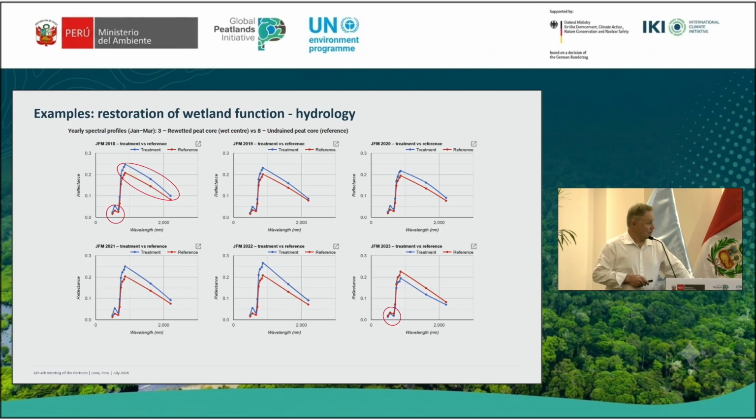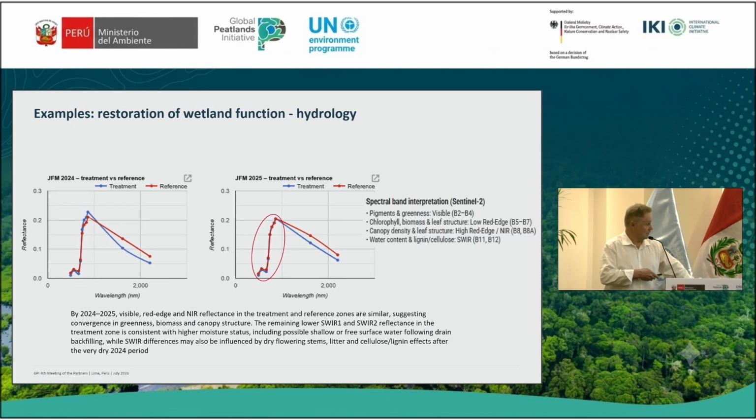Another example here looks at the full spectral profile, where you've got your visual bands through here, your biomass up here, and your water and your lignin and cellulose out through there. In 2018, you can see the site was quite different here, and quite different up here. If we fast forward to 2025, you can see they're very much in alignment between the treatment and the reference. The differences here are because the treatment has become wetter, but also the reference site had quite a lot of flowering and senescence, which has increased that reflection. So this again is just low-cost lines of evidence.